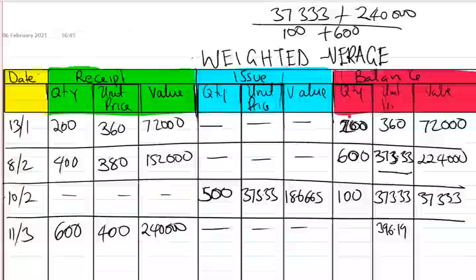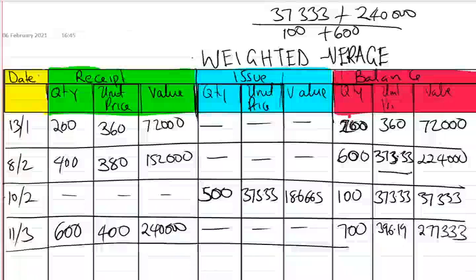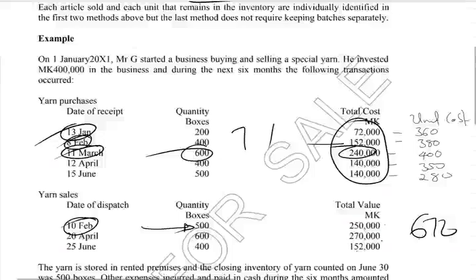What is the balance right now? So you have 160 in store, 100 in stores. We have actually bought a new consignment of 600, together 700. So we have to multiply 700 times 396.19. The answer that we should find is 277,333. That means we're done with that one. We'll go to the next transaction.